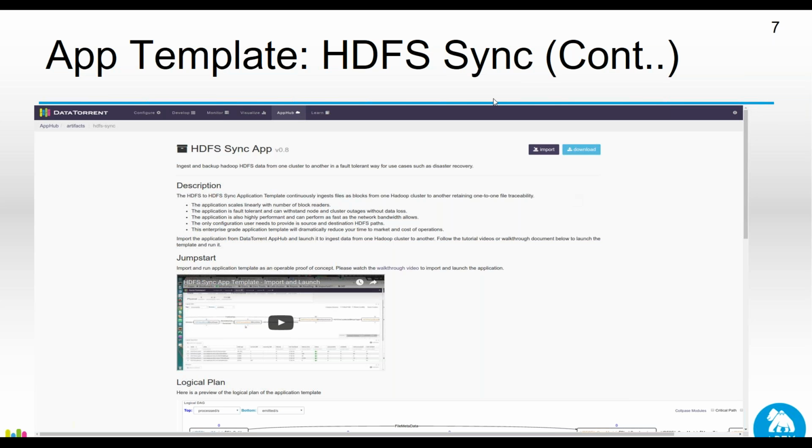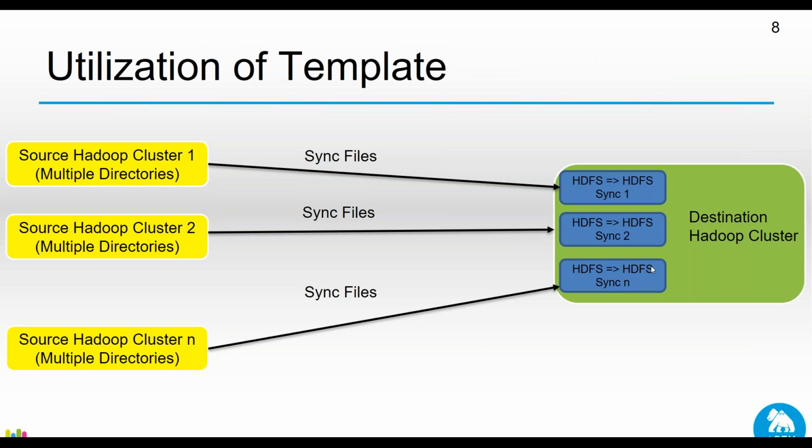So the way to go about this application template is you could download this template on your cluster as such and deploy it over our platform, DataTorrent RTS, or you could take vanilla Apex from our Apache site and deploy this particular app template on Apex. So either way, whatever is suitable as per your need.